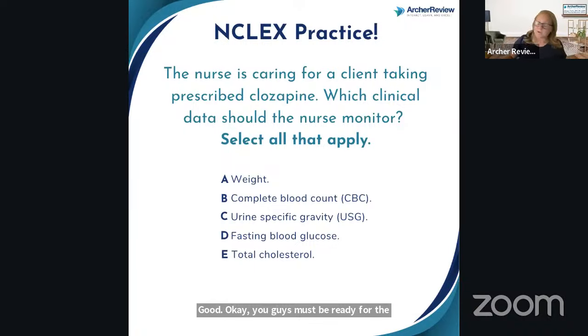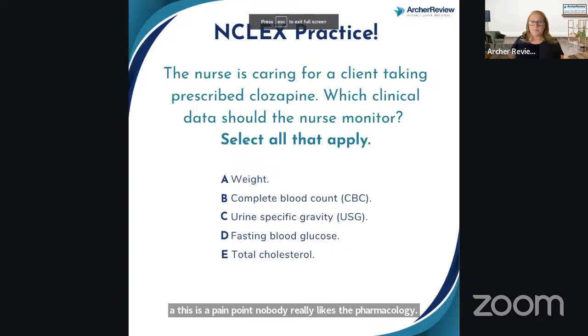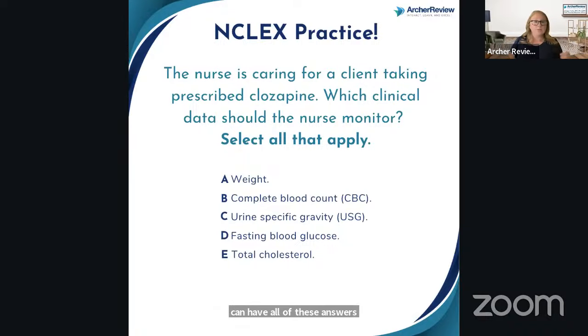So I said, we're going into pharma, right? I know this is a pain point. Nobody really likes the pharmacology. Our nurse is caring for a client prescribed clozapine. So which data should we monitor? Another select all that apply. You guys got to get good at these. We're going to just do them as much as we can. Should we monitor their weight, their CBC, urine gravity, fasting blood glucose, total cholesterol? Now, I want to remind you guys, test-taking strategy, you can have all of these answers be correct, or just one of them could be correct, okay? So which ones are we monitoring if our client's on clozapine?